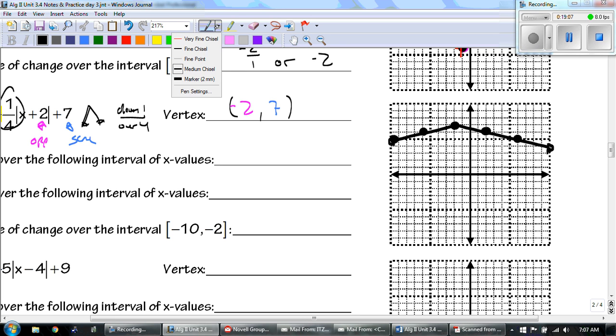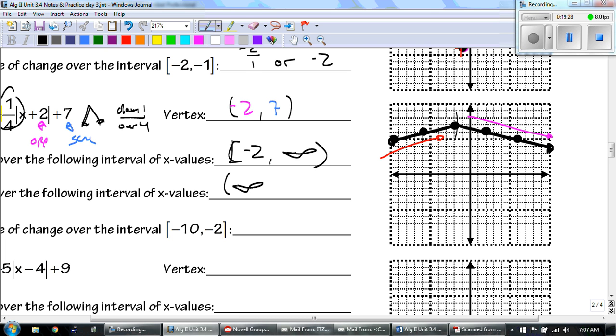So I just know these questions right now, so I'm not even looking. I want to know where is it decreasing and where are we increasing. So we are decreasing from negative 2 to positive infinity, and then we're increasing from negative infinity to negative 2. Okay? And then looking at the points, negative 10 to negative 2, what's going on?